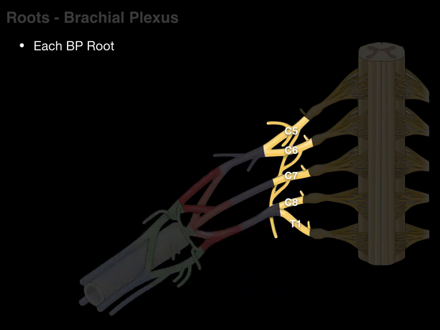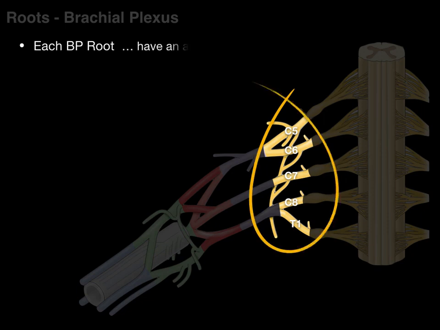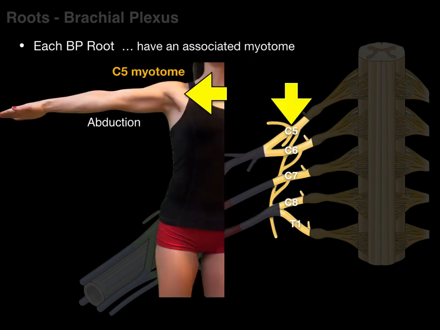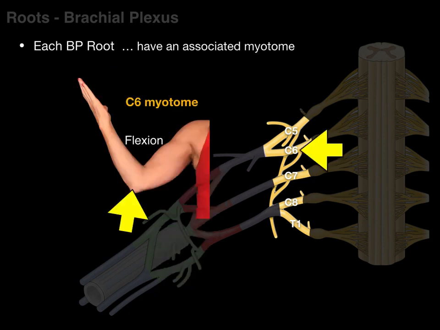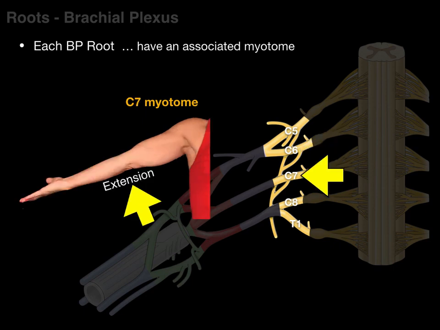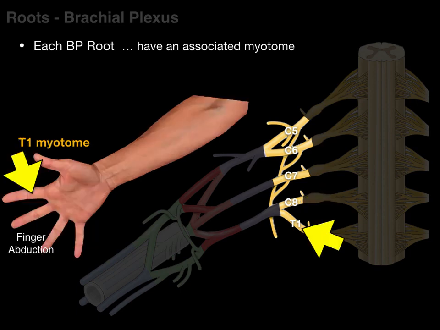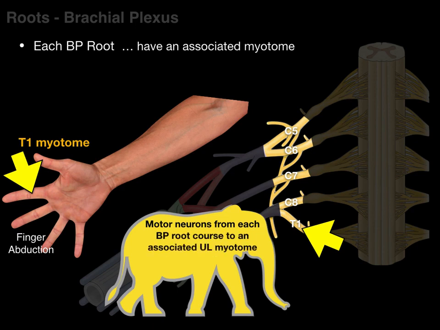Another thing to remember is each brachial plexus root has an associated myotome. And a myotome is a movement associated with a specific spinal nerve level. And so there's the C5 root. It is associated with abduction of the shoulder. C6 root, flexion of the elbow. C7 root, extension of the elbow. C8 root, finger flexion. T1 root, finger abduction. So the thing to remember is this: motor neurons from each brachial plexus root course to an associated upper limb myotome with an associated movement.